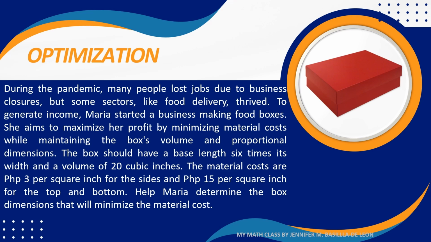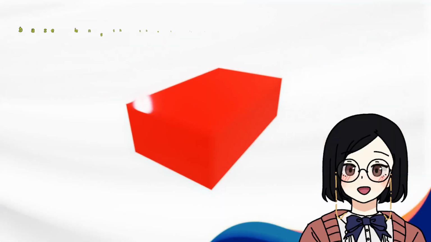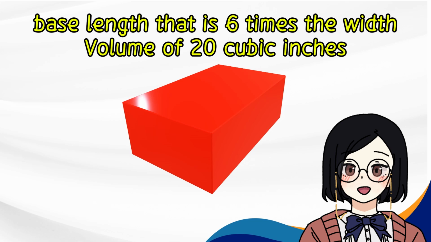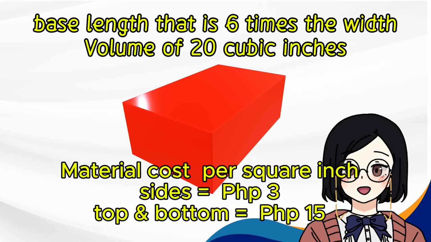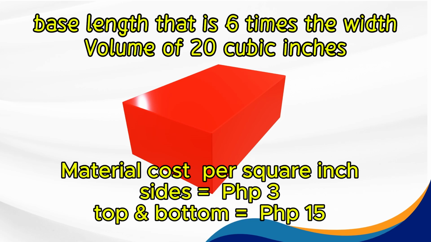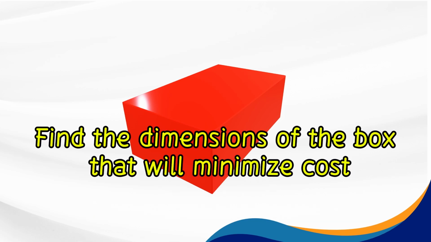Let's break down the problem. Maria wants a box with a base length that's 6 times the width and a volume of 20 cubic inches. The material for the sides cost 3 pesos per square inch, while the material for the top and bottom cost 15 pesos per square inch. We need to find the dimensions of the box that will minimize the cost.